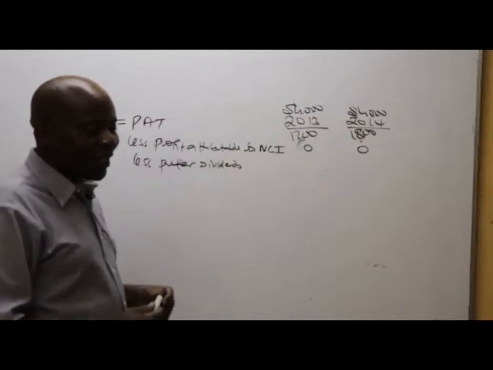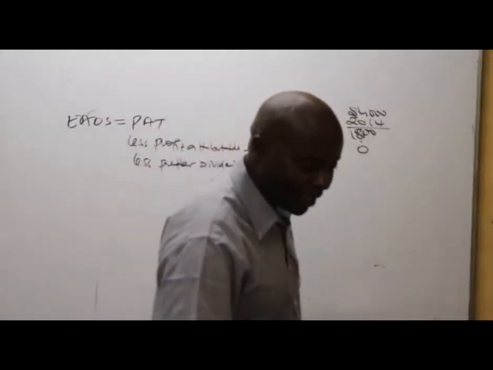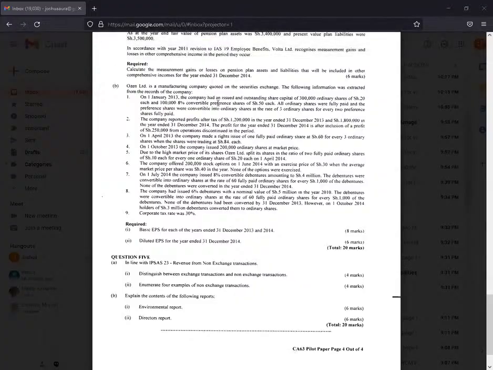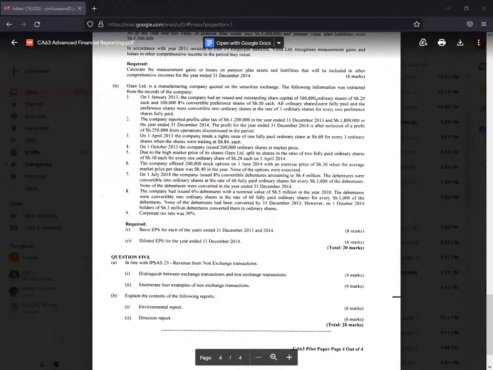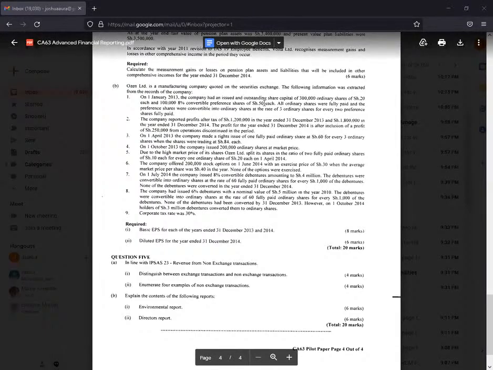Yes. So could you then kindly give me the preference dividends? Preference dividends, what do we have? There is a place they gave us preference dividends here: on 1st January 2013, the company had an issued and outstanding share capital of 300,000 ordinary shares of shillings 20 each and 100,000 8% convertible preference shares of shillings 50 each.